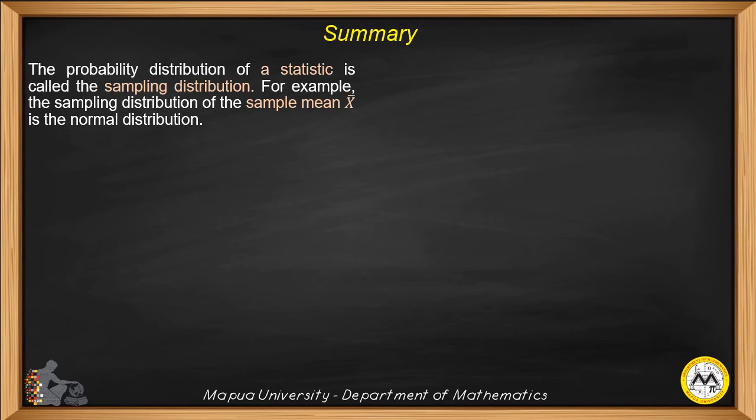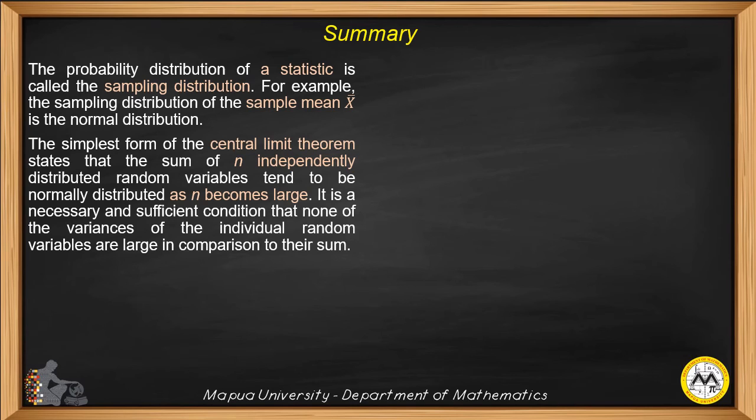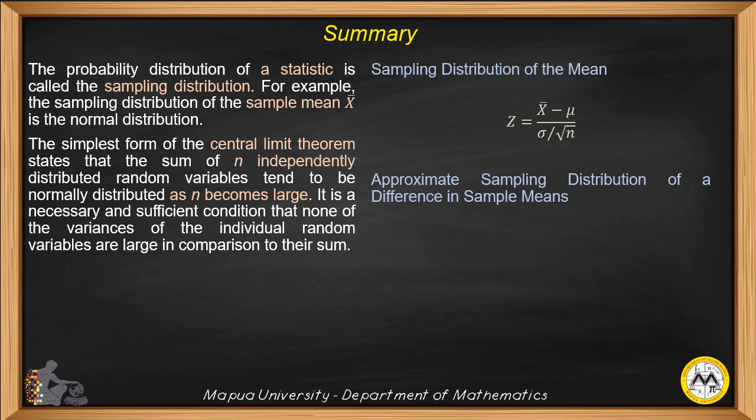So just to summarize sampling distribution, the probability distribution of a statistic is called the sampling distribution. For example, the sampling distribution of a sample mean x bar is the normal distribution. The simplest form of the central limit theorem states that the sum of n independently distributed random variables tends to be normally distributed as n becomes large. It is a necessary and sufficient condition that none of the variances of the individual random variables are large in comparison to their sum. The formula that we use for sampling distribution of the mean would be z equal to x bar minus mu over sigma divided by square root of n for a single sample. If we are looking for the difference of two samples, the approximate sampling distribution of the difference in sample means is given by this one.